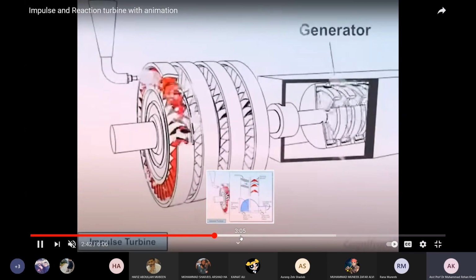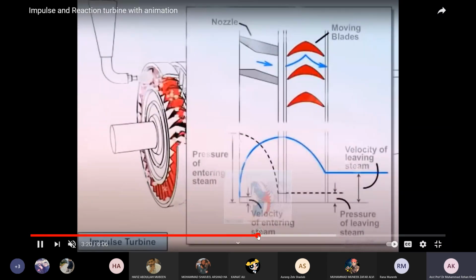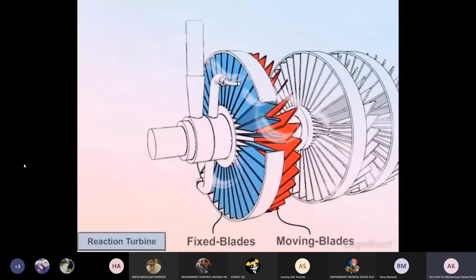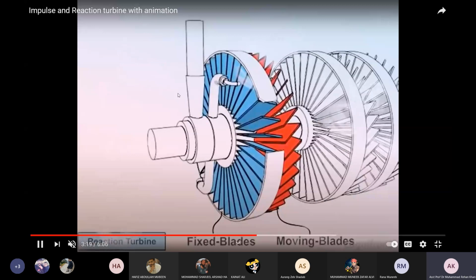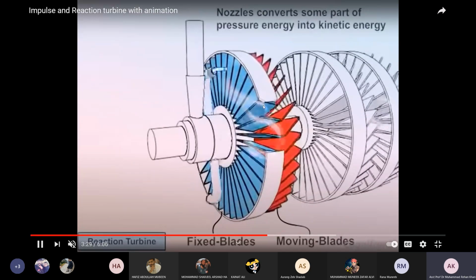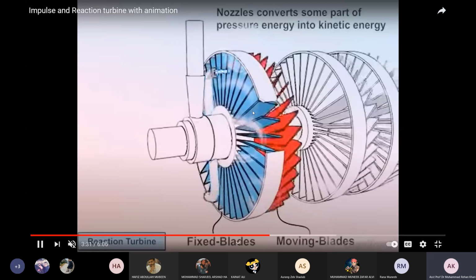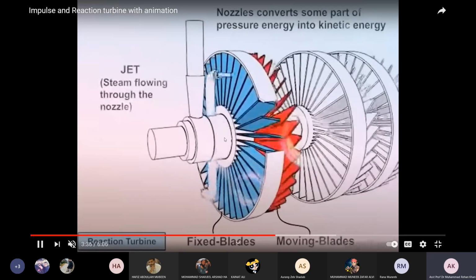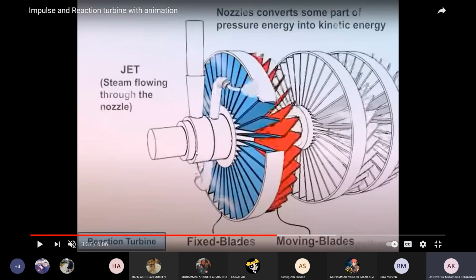Now, looking at the principle of the reaction turbine. This is your reaction turbine, and the main difference is that we have nozzles, but these nozzles are movable and connected to the shaft. If you notice, we then have a set of stationary blades, and then moving blades. Also, there is a fixed nozzle as well, in the same way as in the impulse turbine. But where is the fixed nozzle?